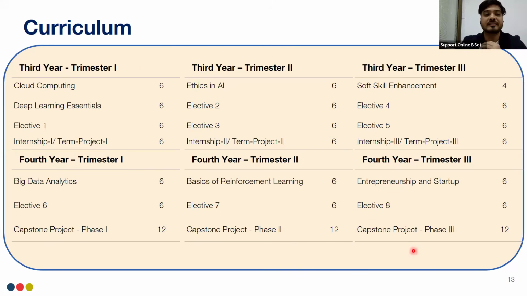And when you move on to your third and fourth year, you will be working on more advanced topics, as well as electives, internships or term projects, and capstone projects. From third year onwards, you can pursue your internship or term project. Internship will be done in collaboration with industries, different companies, different institutes. And for a term project, you can choose a project on your own, and then you can use that project for crediting this particular subject. I hope I am clear.